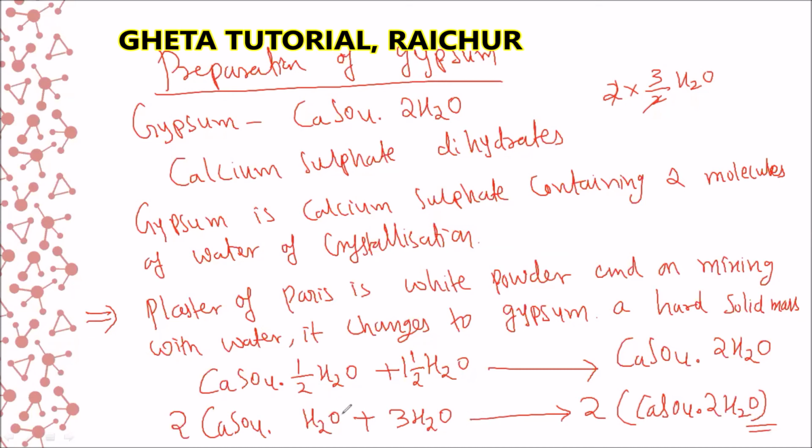So this is the plaster of Paris. We have to add water. How much water? Three molecules of water. If you add that, we get gypsum. In that way you can prepare gypsum.